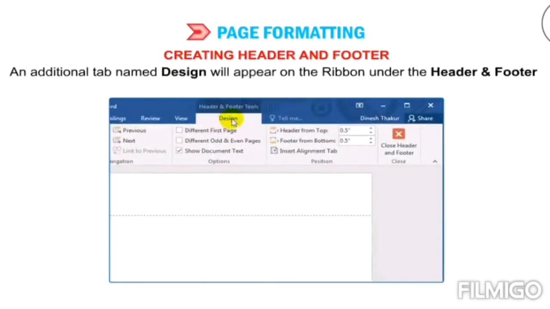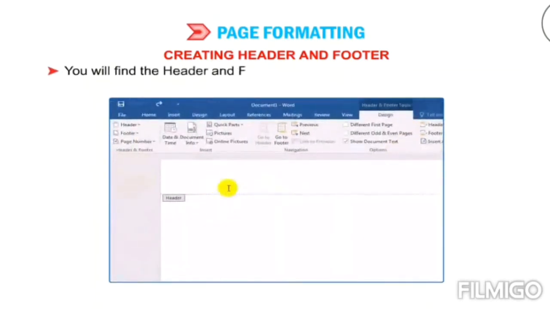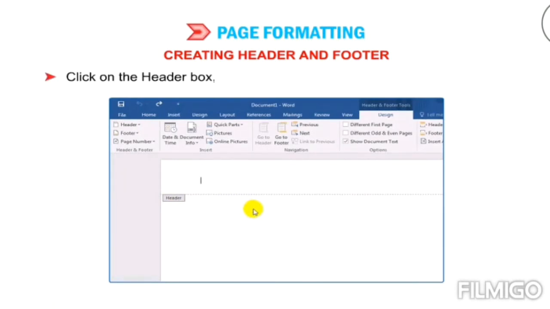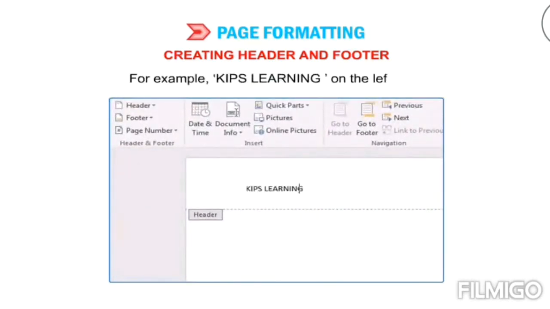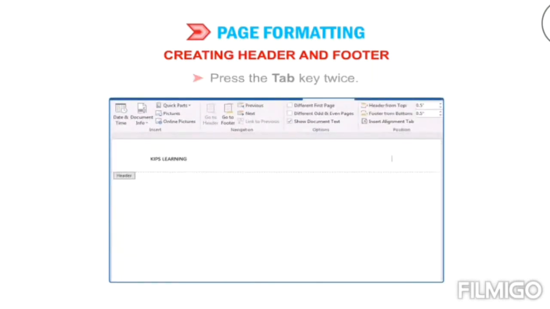You will find the header and footer boxes at the top and bottom of each page respectively, separated by dotted lines. Click on the header box and then type the text you want to display here. For example, Kids Learning on the left side. Press the Tab key twice. The insertion point will jump to the right side.